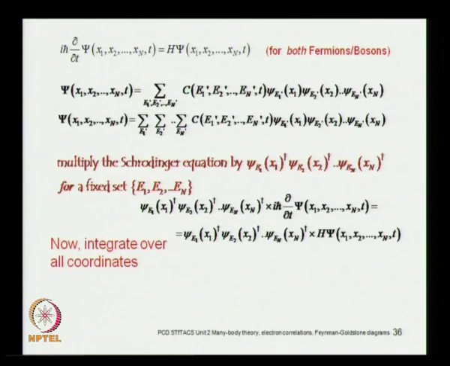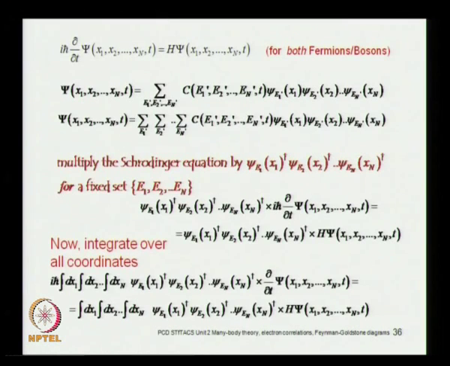So, now your integration over x1 is actually not a single integration, but it is integration over 3 space coordinates and a summation over the discrete spin coordinate. Okay. So, each integration corresponds to 1 discrete sum and 3 integrations over the space variables. So, you integrate over all the coordinates.